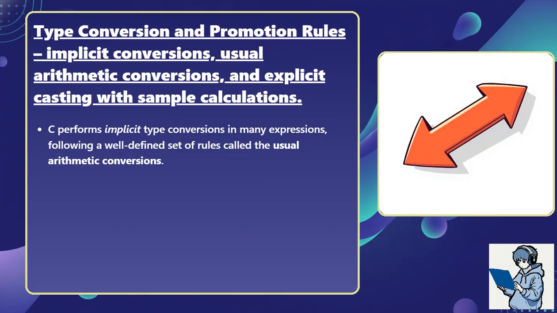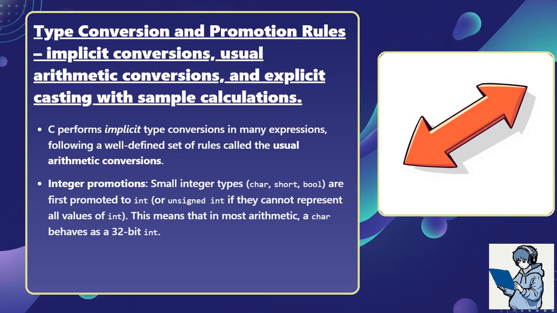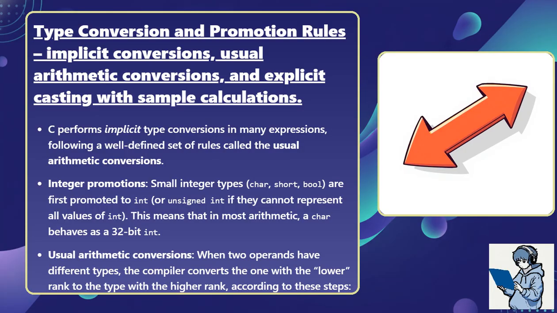C performs implicit type conversions in many expressions, following a well-defined set of rules called the usual arithmetic conversions. Integer promotions: small integer types char, short, bool are first promoted to int or unsigned int if they cannot represent all values of int. This means that in most arithmetic, a char behaves as a 32-bit int. Usual arithmetic conversions: when two operands have different types, the compiler converts the one with the lower rank to the type with the higher rank, according to these steps.